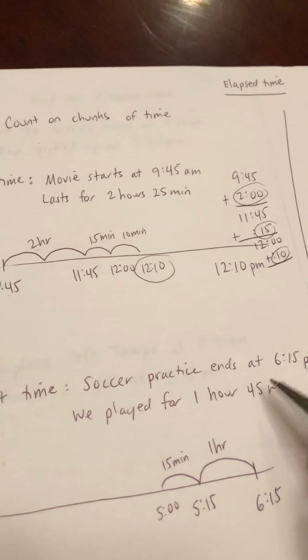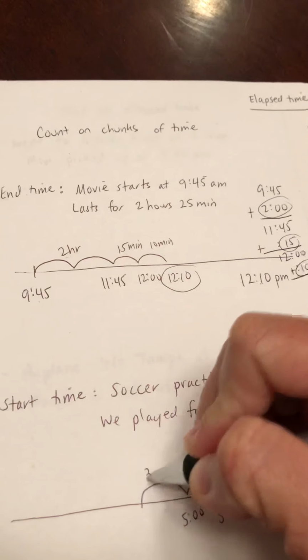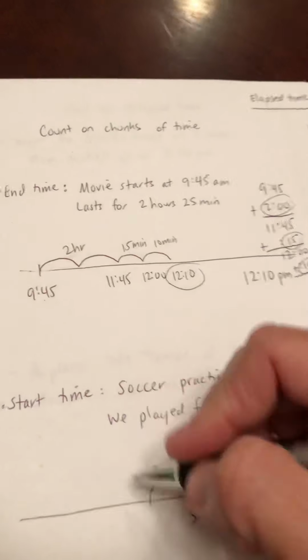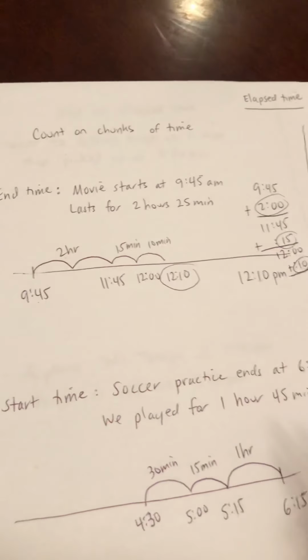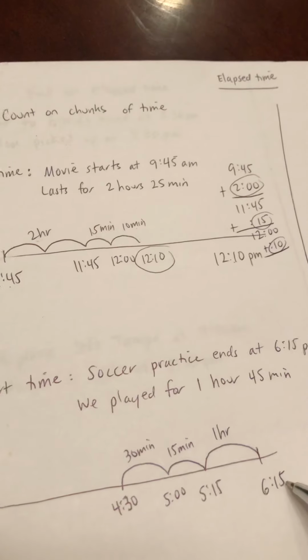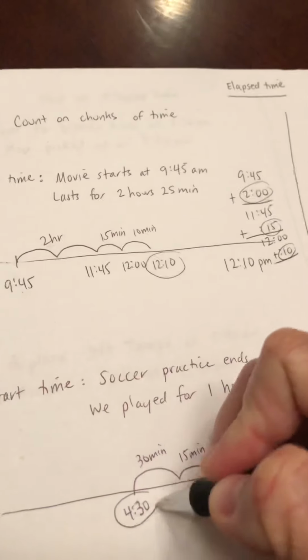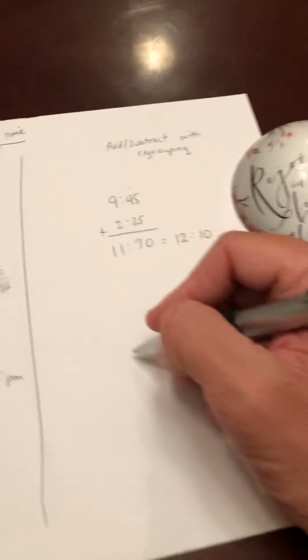I need to jump back a total of 45 minutes. So I need 30 more minutes back. 30 minutes before 5 o'clock is 4:30. So I do have to have some sort of good number sense here, so I'm not counting by fives at a time. So I started at 6:15. I'm sorry, I ended at 6:15. My start time, it's actually 4:30 p.m.